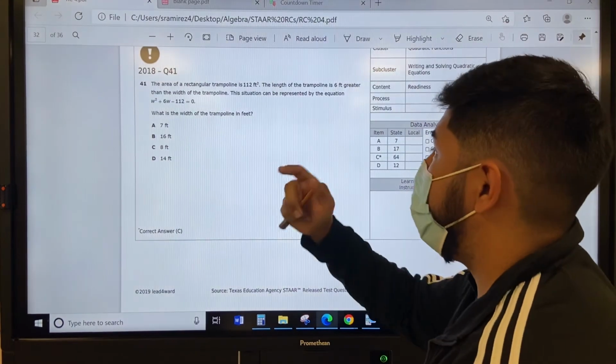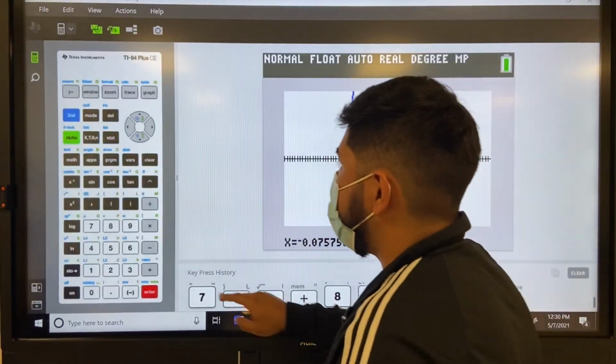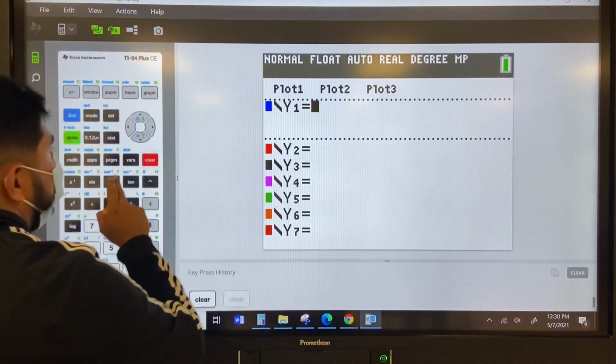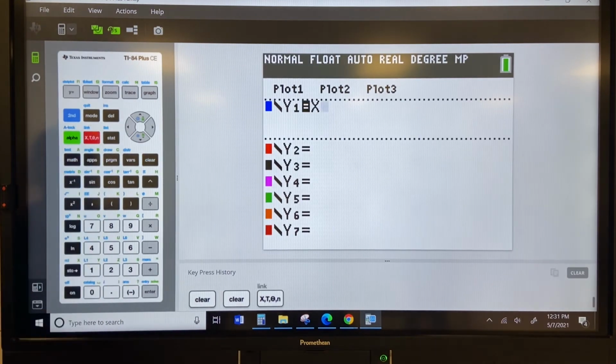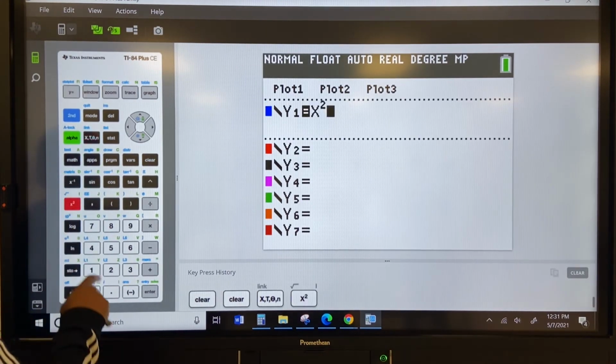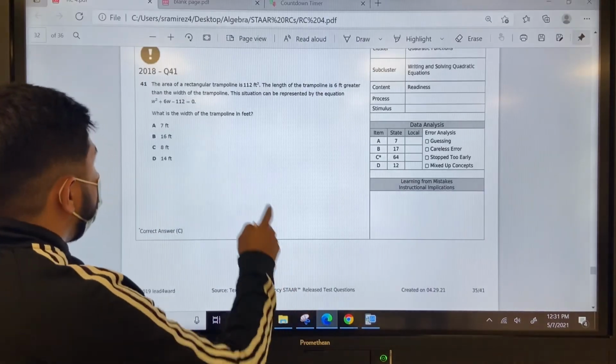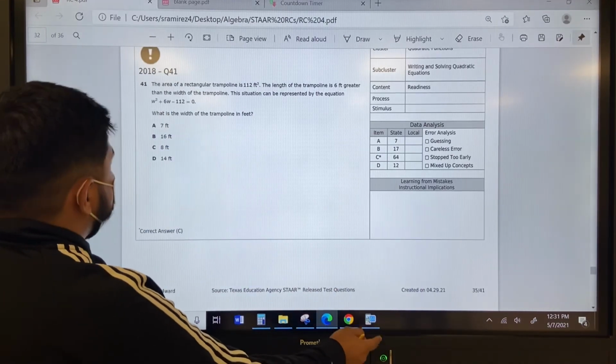Put that in there. Let's see what we get. Y equals. Don't put W. There's no W here. You're going to put X instead of W. X squared plus 6x minus 112.